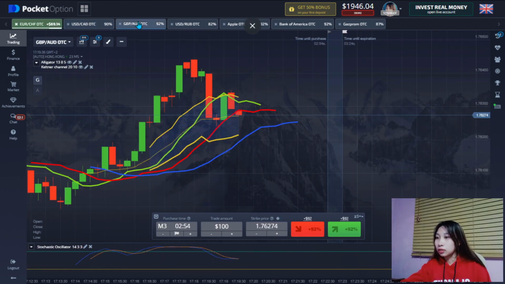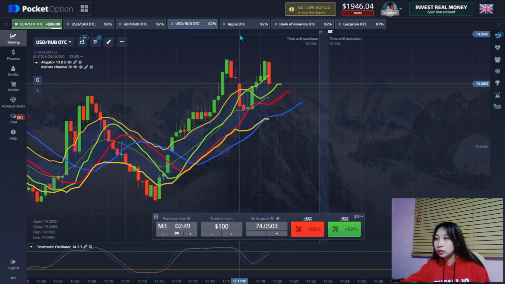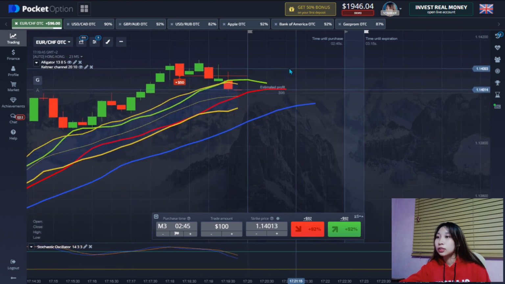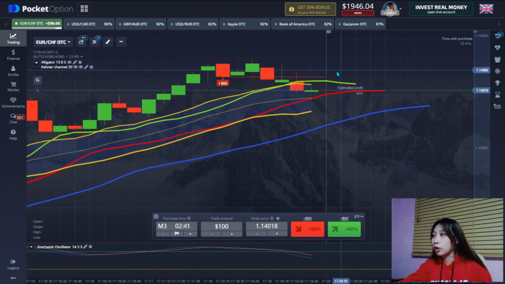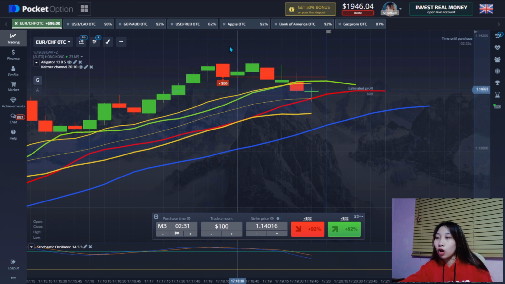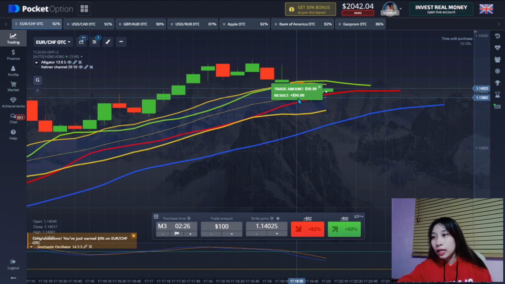Let's go here. Let's look for a nice trade. Look at here first on this trade where we trade in Euro to CHF OTC with a 92% profit if this bet of ours will gain. So it's already closed and we gain $95.